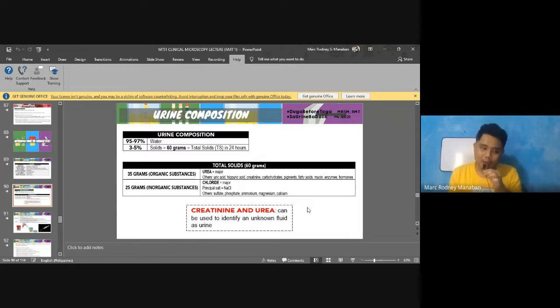Now, let's say you received an unknown fluid in the laboratory, and you want to check if it's urine. What are the analytes that you can test the fluid for to determine if it is urine or not? You have creatinine and urea. But if you have to choose between the two, let's say in the exam, the question is, which of the following analytes can be used to test if the unknown fluid is urine? And both choices are given. What is your answer? Creatinine or urea?